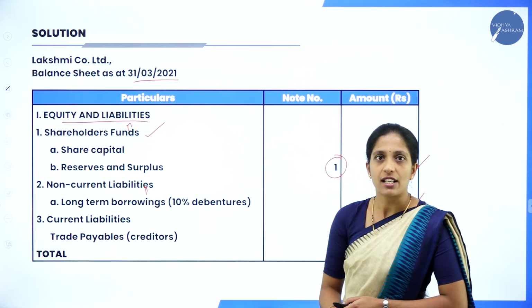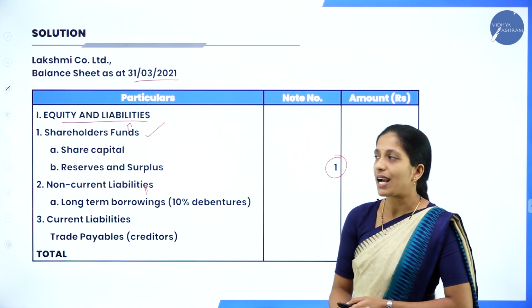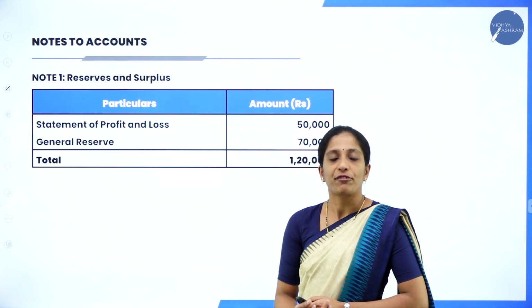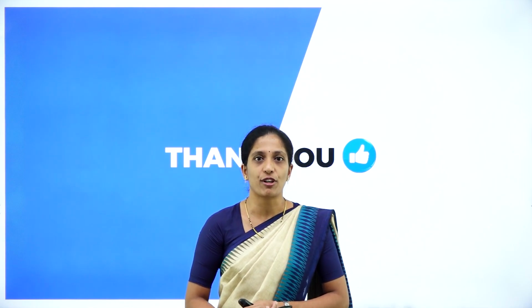Okay, so hope you have understood how you have to solve a 6 marks problem. My dear students, thus we have come to the end of this chapter, financial statement of a company, a very important chapter for 6 marks, 2 marks as well as 1 mark.